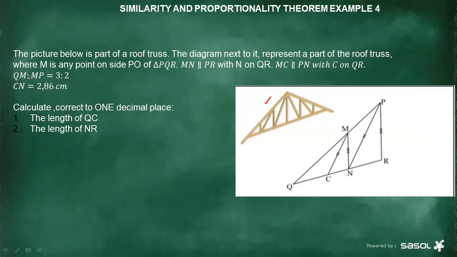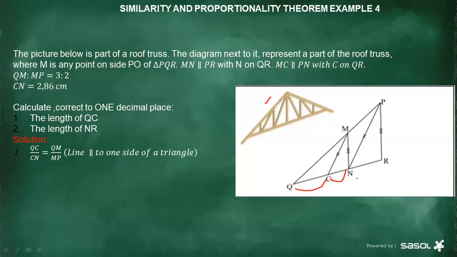QM is to MP, which is 3:2 in terms of ratio, and then the actual length for CN is 2,8586. Calculate correct to 1 decimal the length of QC. Let's look for QC. This is QC. Then remember, you start with what we are calculating. Then we're going to say QC divided by CN.